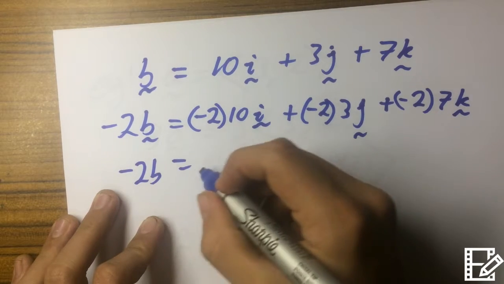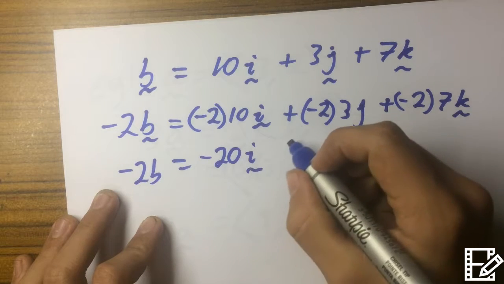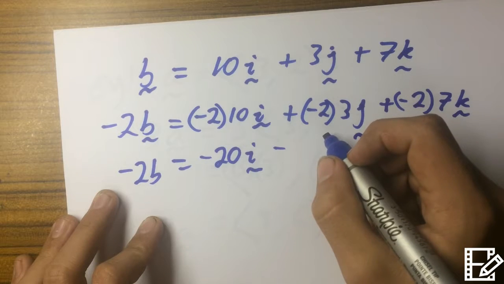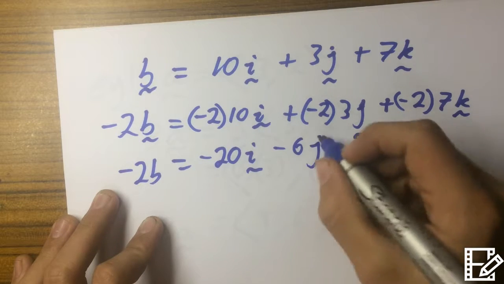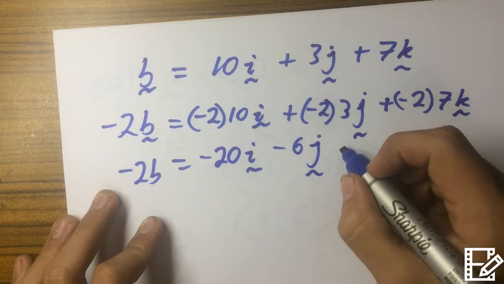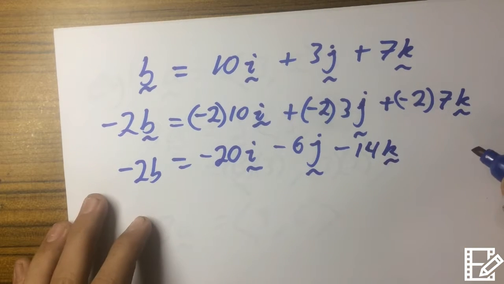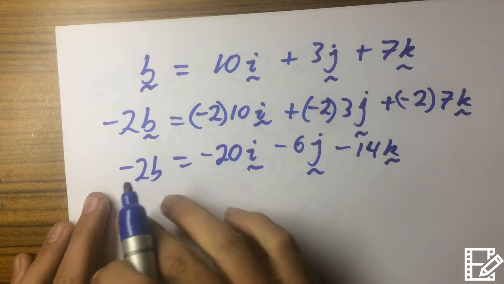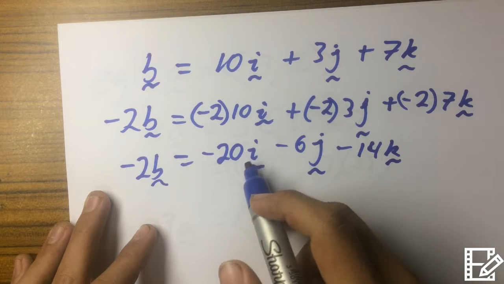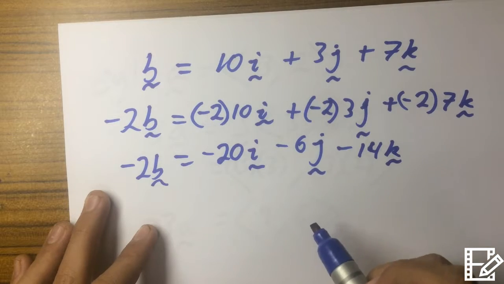Therefore, -2b will equal -2 times 10 is -20i, minus, that's -2 times 3, that's -6j, and then -2 times 7 is -14k. So basically, this is saying it's going 20 in the negative i direction, this is going 6 in the negative j direction, and this is going 14 in the negative k direction.